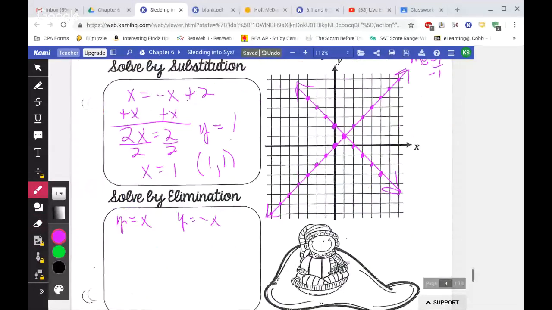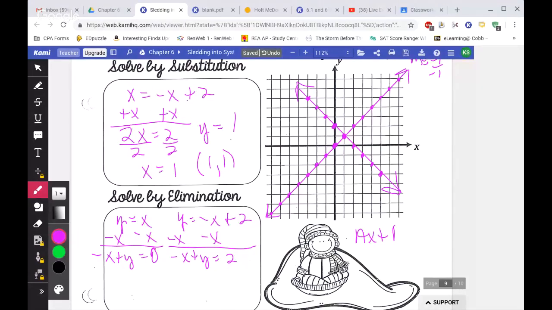Negative x plus 2. All right. So in order to get it in ax plus b format, I'm going to subtract x from both sides. And don't panic if ever you get a 0 on one side. That's not really a big deal. And then negative x over here. So that's negative x plus y equals 2. So now they're both in ax plus by format, which is really what you need for elimination.